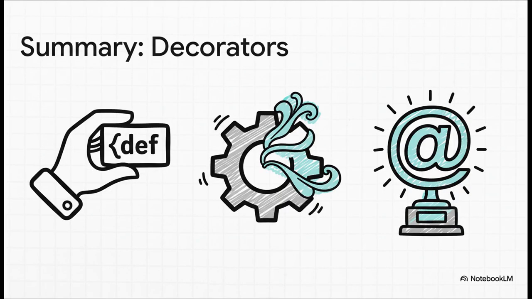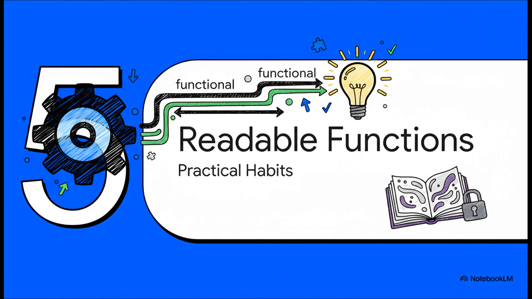So, in short, decorators are only possible because functions are objects. They let us add new features without touching the original code, and that little @ symbol makes it super easy to do. We've covered a lot of the mechanics, so let's finish up with the craft.